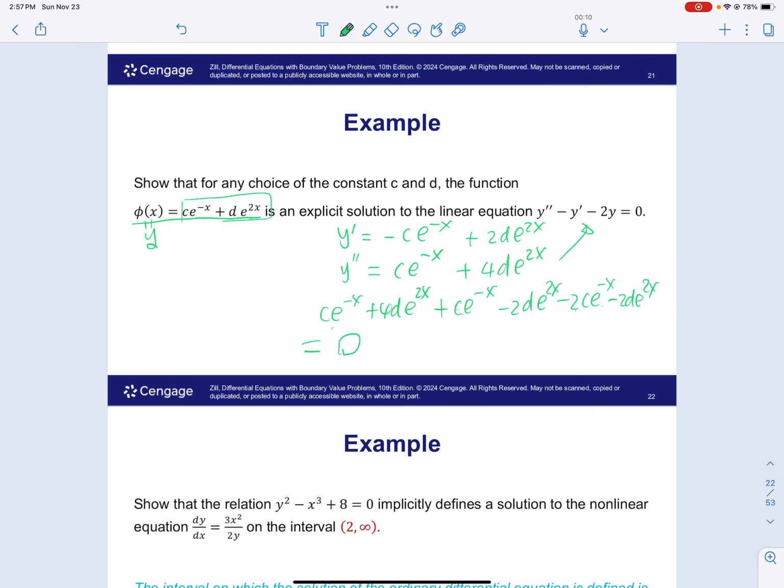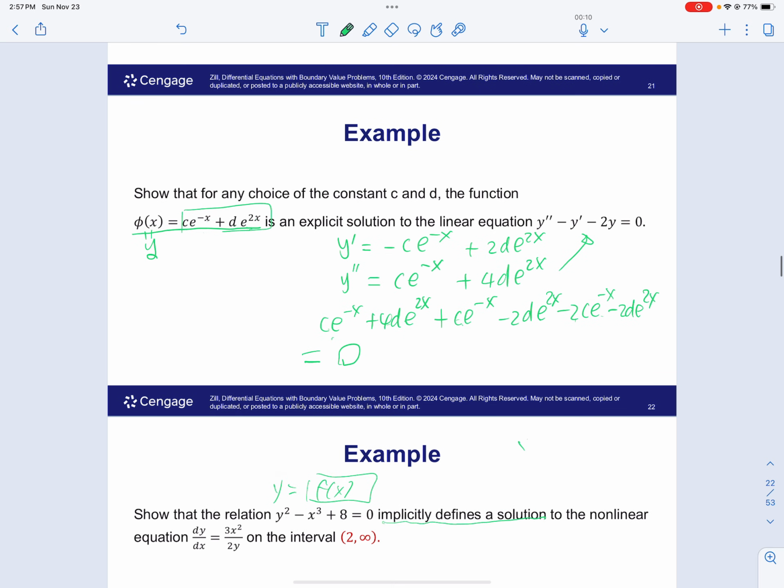When you have y squared minus x cubed plus 8 equals 0, it implicitly defines a solution. What does implicitly defines mean? Y is not clearly given as a function of x. Are you with me? You have y already embedded in here. Are you guys with me? Yeah, so for here, you can still solve, like y equals plus or minus the square root of x cubed minus 8. Are you with me? You can still solve.